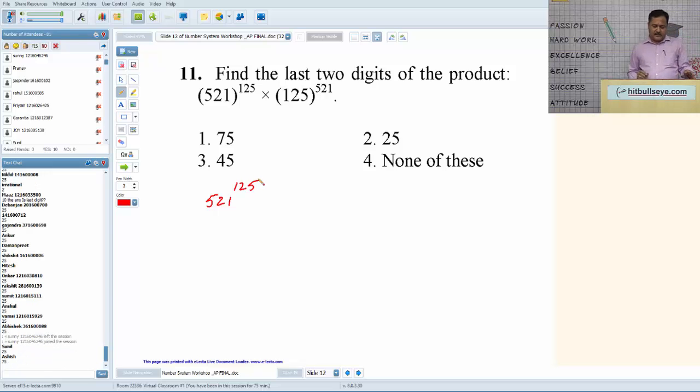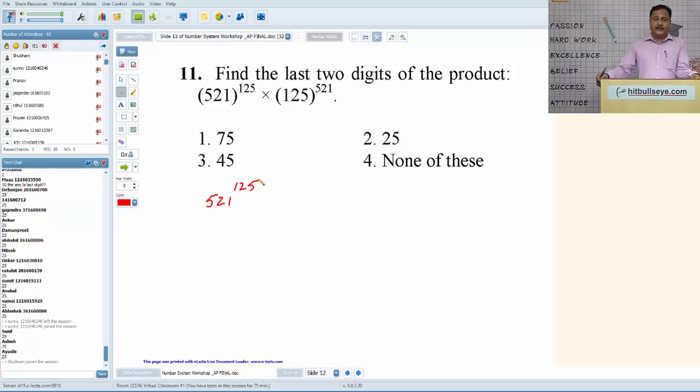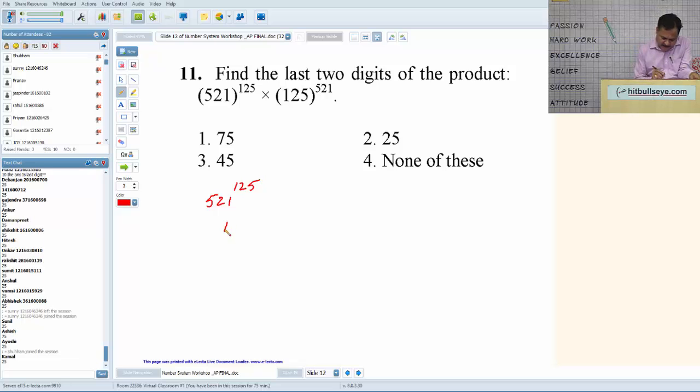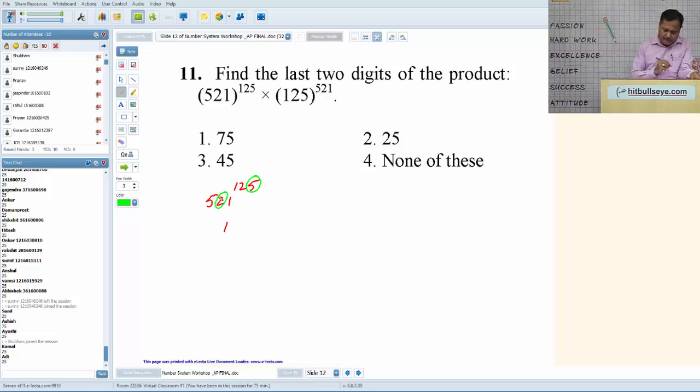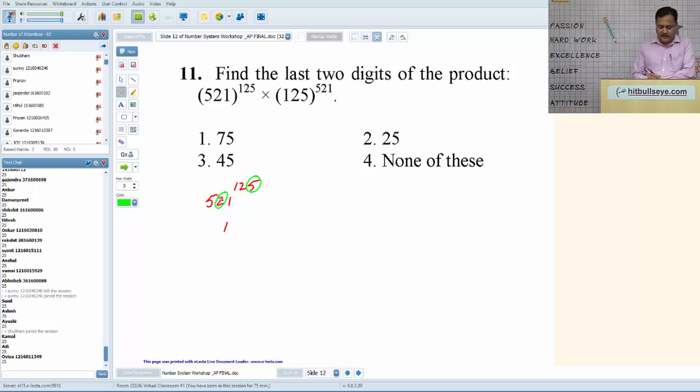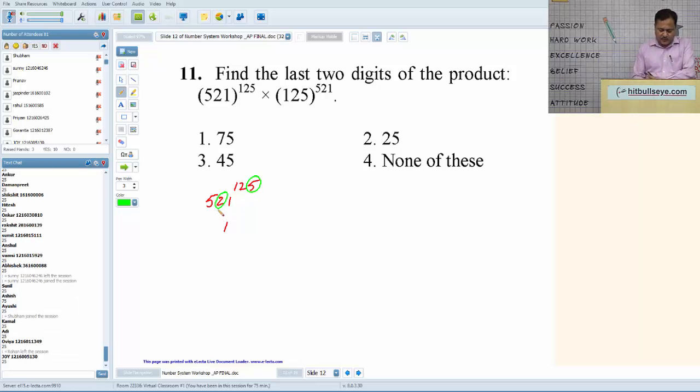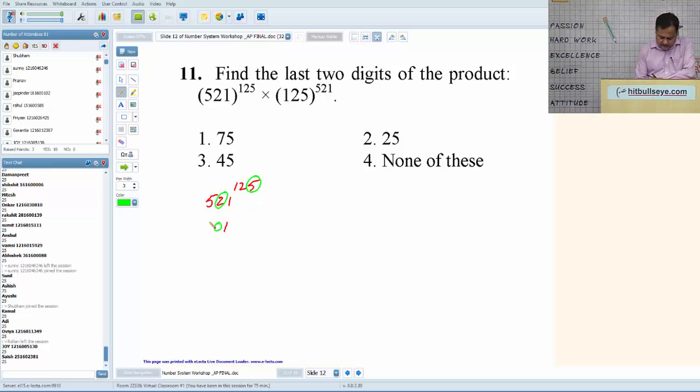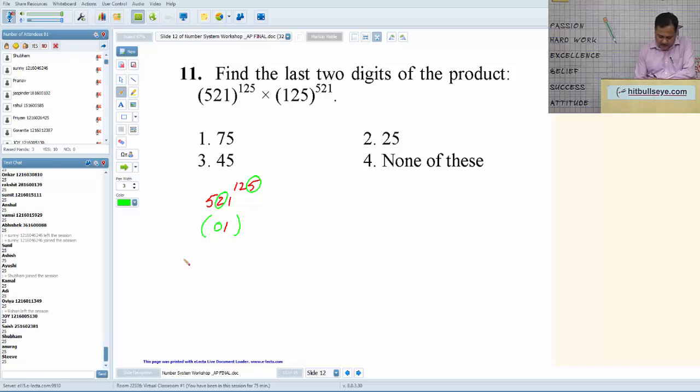Now all of us know that if any number ends with 1, raised to power anything, the last digit would be 1 only. For the second last digit, you have to multiply the unit digit of the power with the second last digit of the base. Now the unit digit of the power is 5 and the second last digit is 2, so 5 into 2 is 10. So we will write 0 1, the last 2 digits would be 0 1.